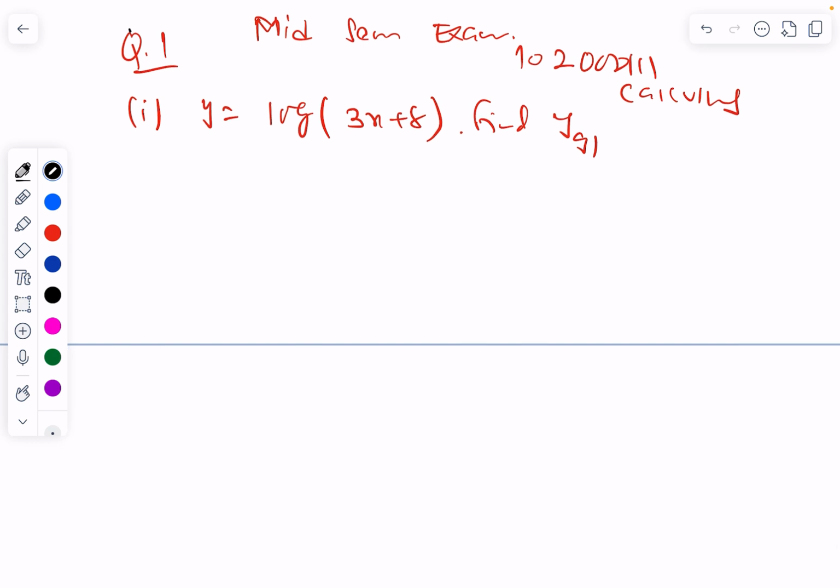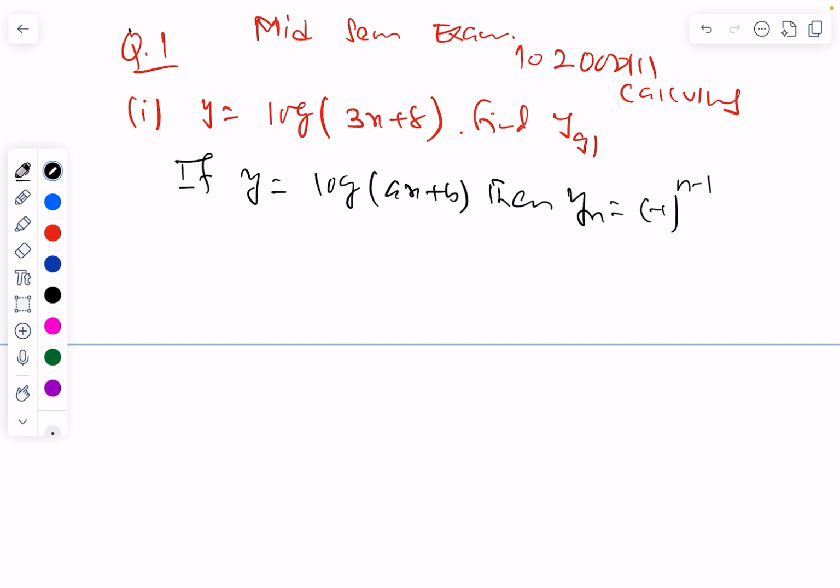Now we know if y equal to log of ax plus b, then yn, that means the nth derivative, equals minus 1 power n minus 1, n minus 1 factorial, a power n over ax plus b power n. So for this, what is a? 3.